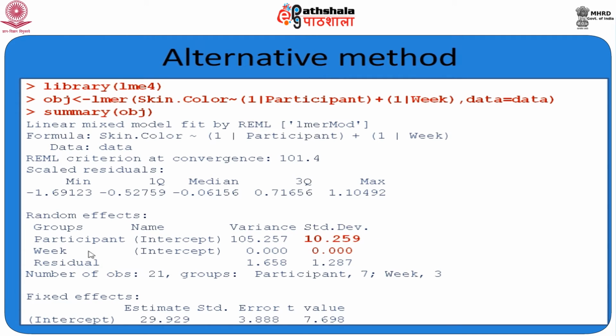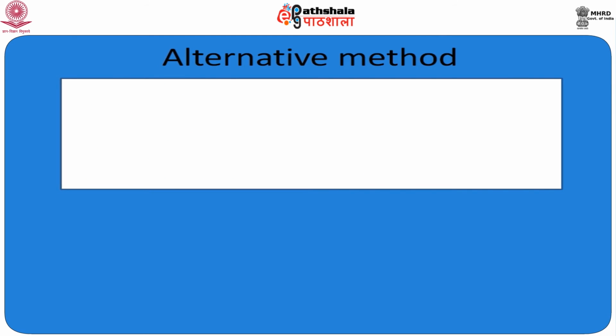10.25 is the participant variance component, whereas the week variance component is almost 0. Up to 3 decimals, it is 0. That means the week is not at all a random component. It can be considered as a fixed effect rather than a random effect, as the variance component is 0 itself. It doesn't need testing at all, because the estimate itself is near 0. So we can modify the model, and we can retain the same earlier model where the participant is random and week is fixed, and that would be your final model.